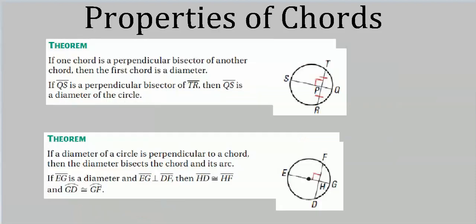And here's a couple more pretty simple theorems that we'll use in the problems. If we've got basically two chords, really, which are perpendicular and one bisects the other, well, then the bisector is a diameter. Which kind of makes sense. I mean, think about it.